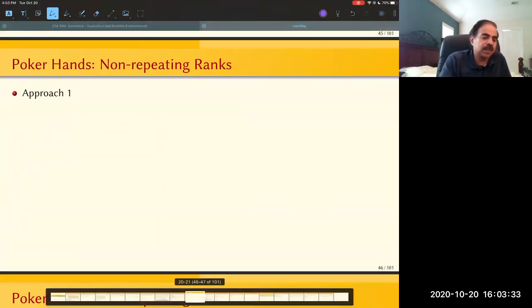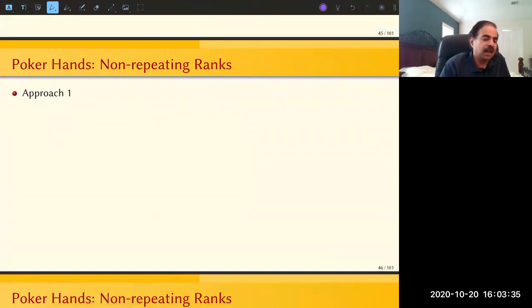Okay, suppose you have another problem, right? This hand is probably not worth anything, but still it's useful as a counting problem. This is no different from any of the other counting problems that we have looked at, right? So suppose you want a hand in which no rank repeats, right? So how many possible ways are there?